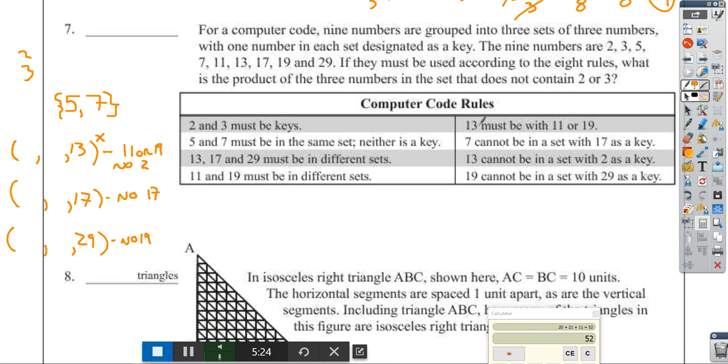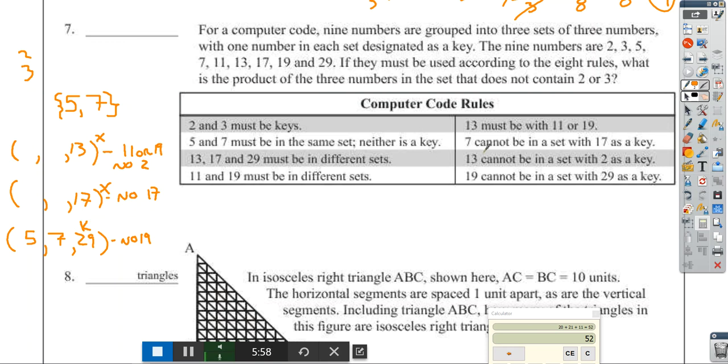All right. 7 cannot be in a set with 17 as the key. Okay. Well, if 5 and 7 have to go together, and if they go together, 17 can't be the key. But that's not any good because 5 and 7 have to be with another key. So that means that this one is out as well. So that means we have to have 5, 7, and 29 all together, making 29 the key.